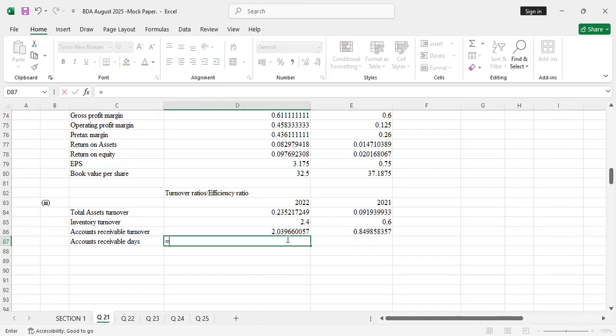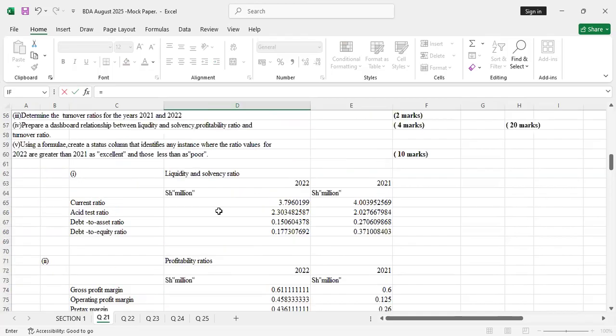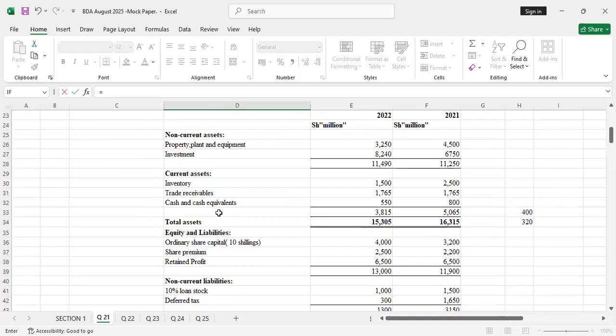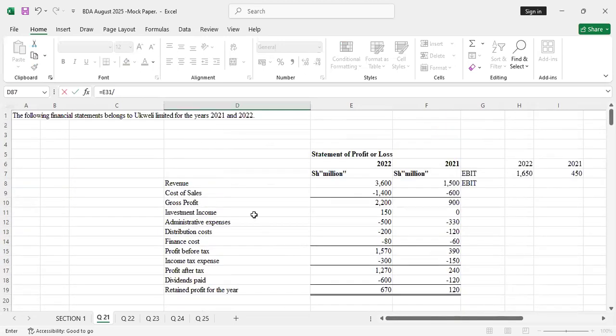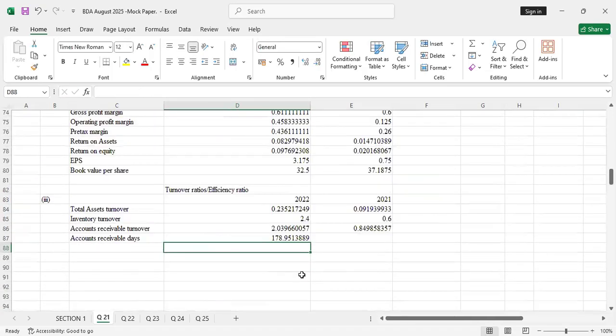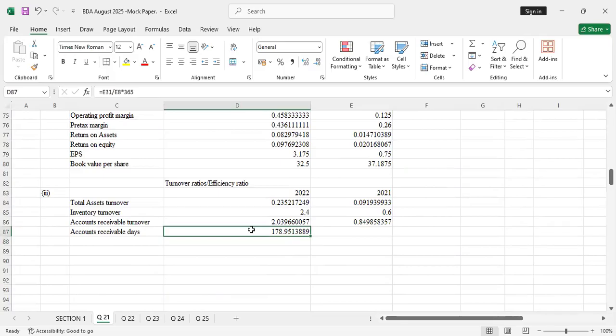So what's the formula? The formula for the accounts receivable days is the accounts receivable, divided by revenue, times 365 days, the number of days. Accounts receivable, in this case, is our trade receivables for 2022, which we divide by revenue, our revenues here. Then you multiply by 365 days because we want the number of days. Then you enter, and you'll have 178, almost 179 days. These are in days.